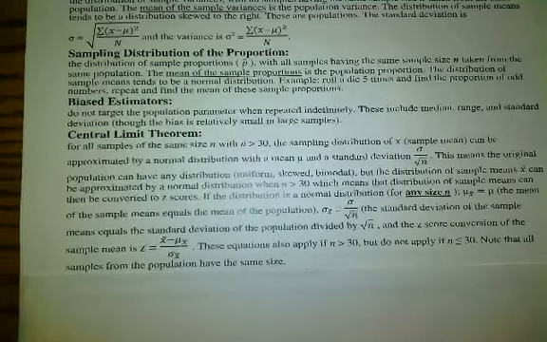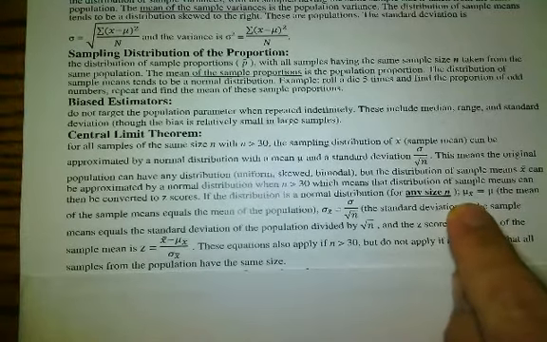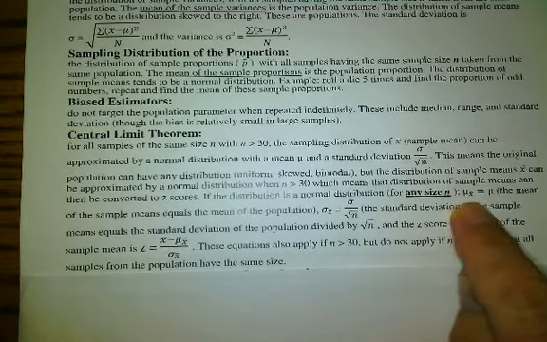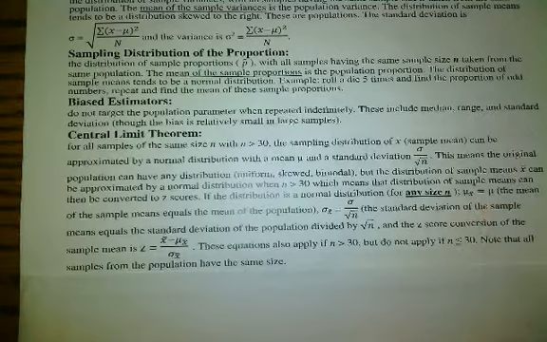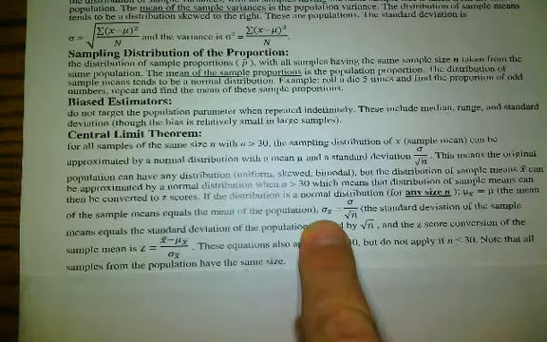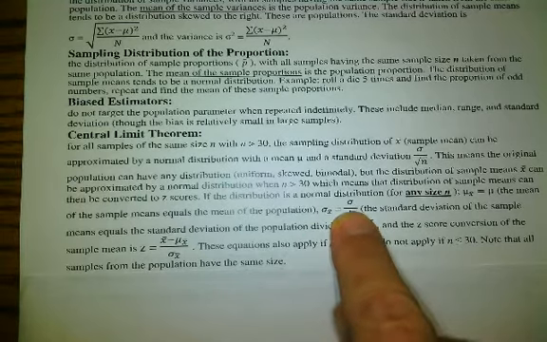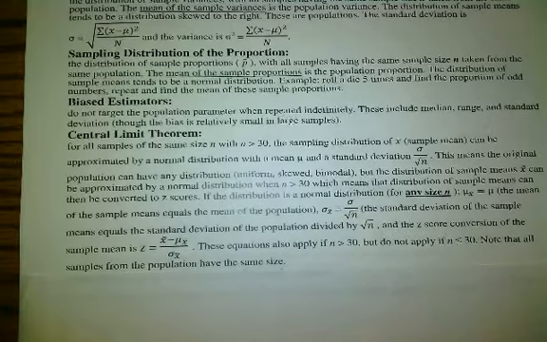So, a little bit of vocabulary here. This is the mean, mu. Remember, mu is used for population. So this is the mean of the sample means will equal the mean of the population. And then here, the standard deviation of the sample means will equal the standard deviation of the population divided by the square root of n.